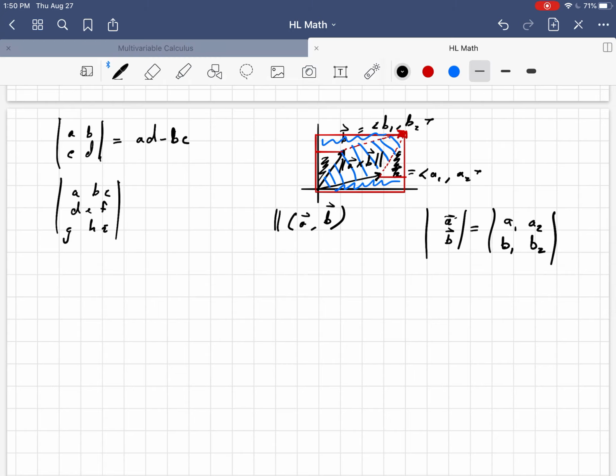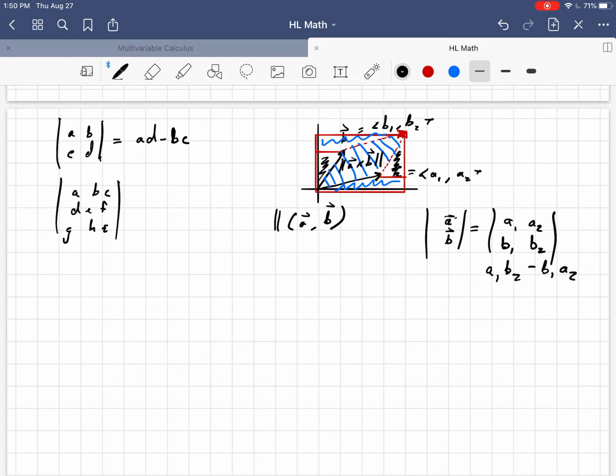And if you just subtract the area of the rectangle from the area of the blue and red triangles, you're going to get, well, in this case, a sub 1, b sub 2, minus b sub 1, a sub 2, right? That's the determinant of that 2 by 2 matrix.